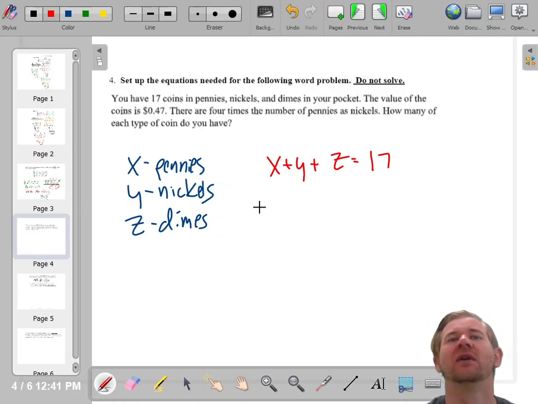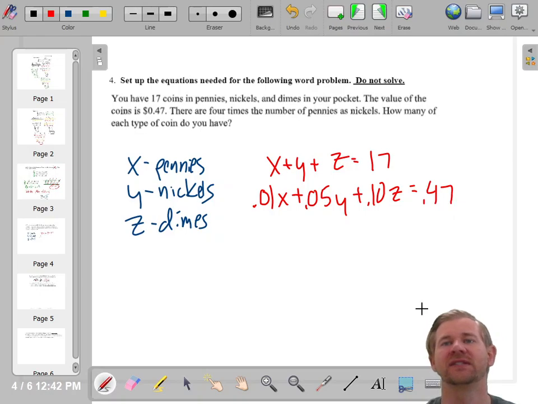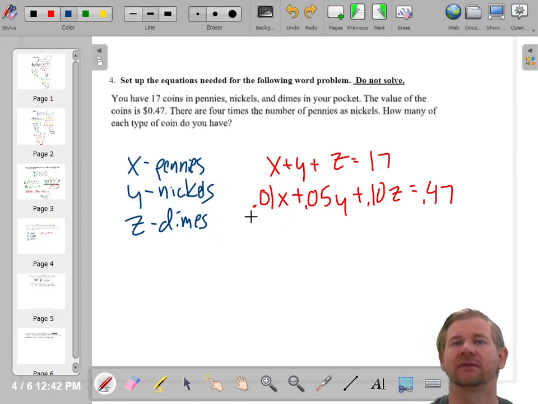Well, each penny is worth 1 cent, so I'll say 0.01x plus. A nickel is worth 0.05, so that would be y, and a dime is worth 10 cents, so 0.1, however many of those there are, total up to 47 cents. If I were to solve this, I would multiply everything in this equation by 100 and move that decimal twice, okay? So it'd be 1x plus 5y plus 10z equals 47. But we don't have to solve it, and I'm using the change values right now. Last sentence is right here.